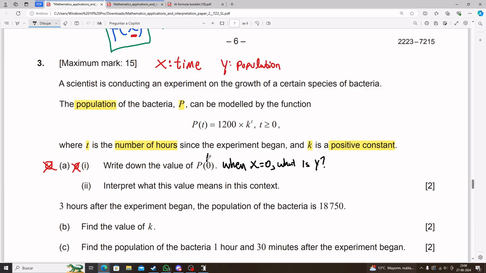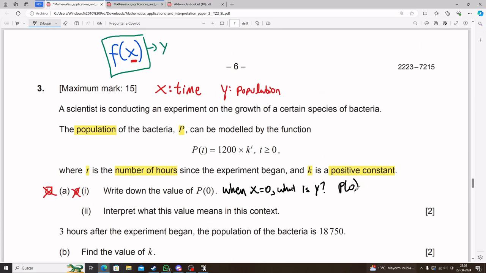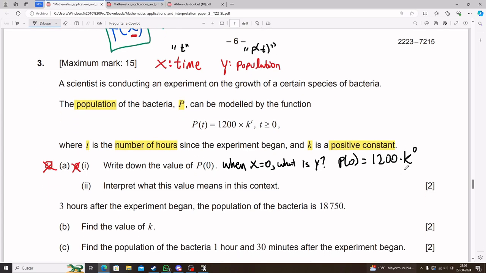That 0 right here is basically you're asking your function when x equals 0, what is your y? So when x is 0, well, you plug in 0 for x. In this context, x is time, my variable t, right? So x is going to be my variable t, while my y is going to be my variable P of t. So P of 0 means I'm going to plug in 0 for t, so I end up with 1200 times k to the power of 0. Now anything to the power of 0, you guys, is simply going to be equal to 1. So 1200 times 1 is going to be 1200.